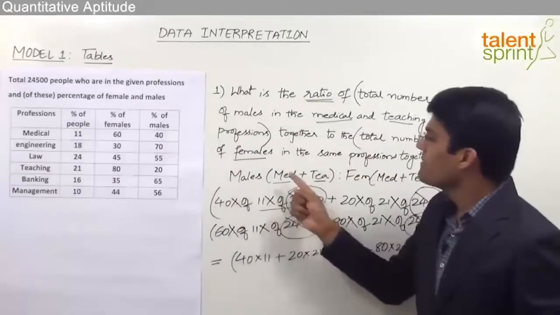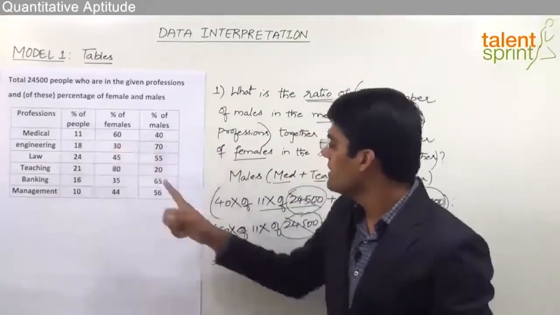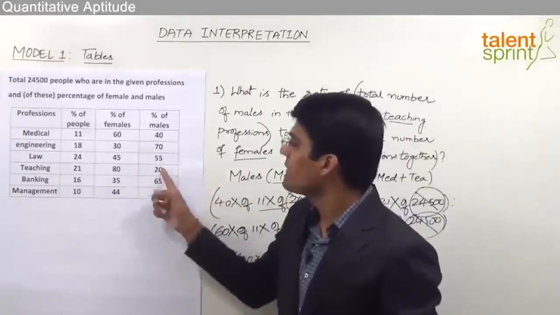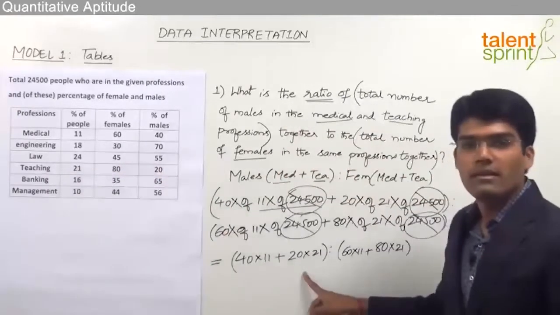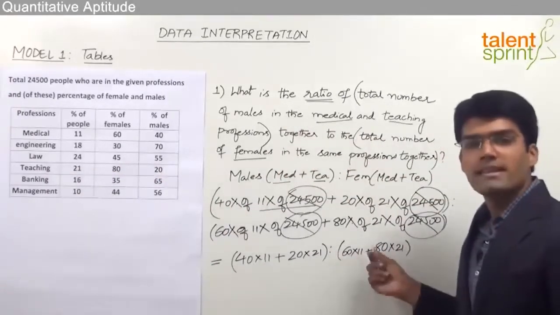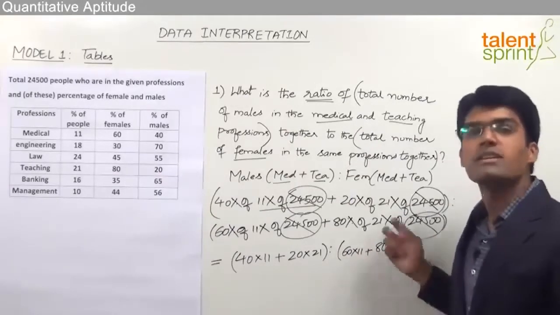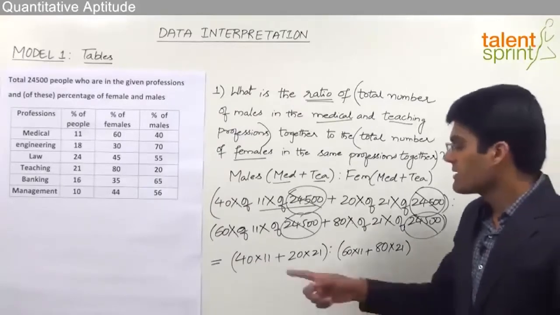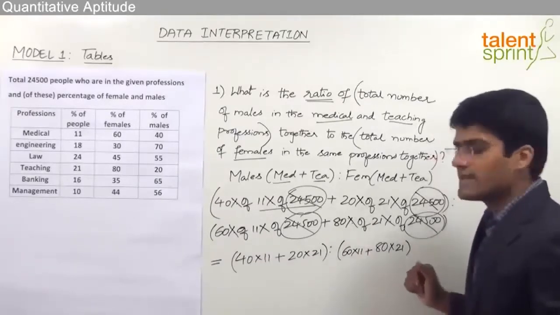That is, males in medical, 40 and 11 is what is relevant. Similarly, males in teaching, 20 into 21 is what is required. Likewise, for females also we can say that 60 into 11 and 80 into 21 is actually the thing to be simplified. Now let us try to simplify this and see what the answer is.